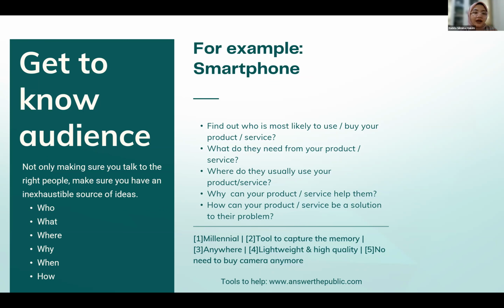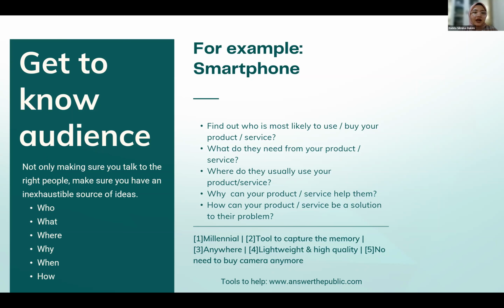So for example here, the audience is the millennial. They usually use the smartphone to capture picture memories, to take a selfie, for example. And then they usually use it anywhere, anytime. Why can the product help them? Because maybe it is lightweight and has high quality. And how can the product be a solution to their problem? Because if we bring a camera, it's too heavy. So with this smartphone, they don't need to buy a camera anymore.